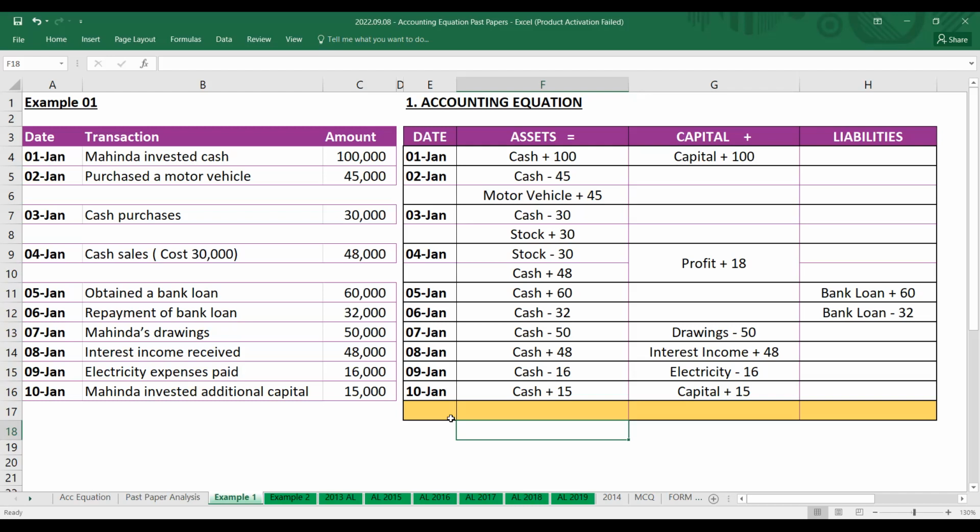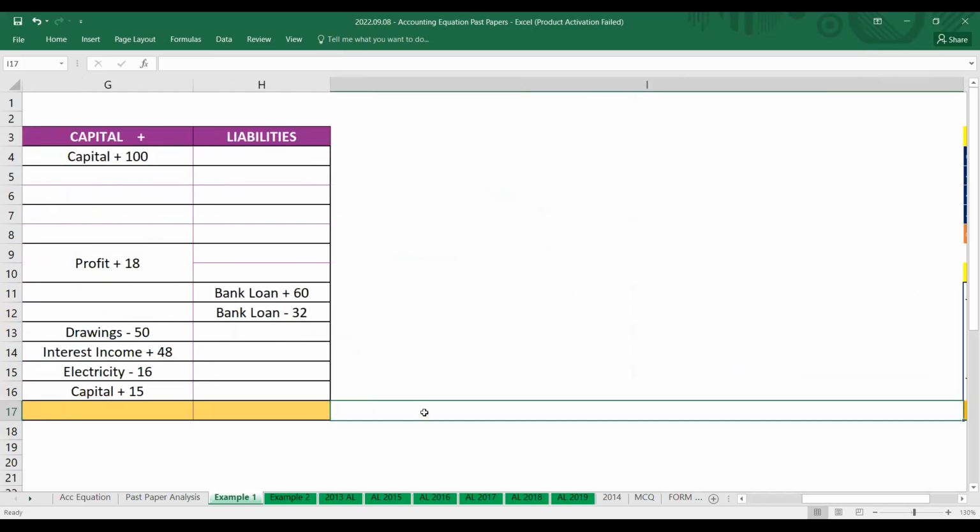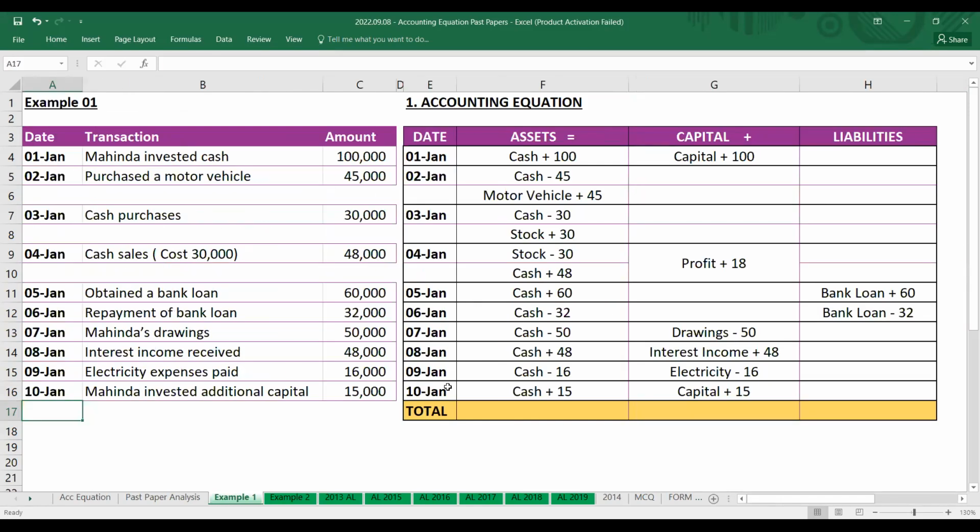Now can you all calculate the total of each column? Calculate the total of each column. Tell me the answers.